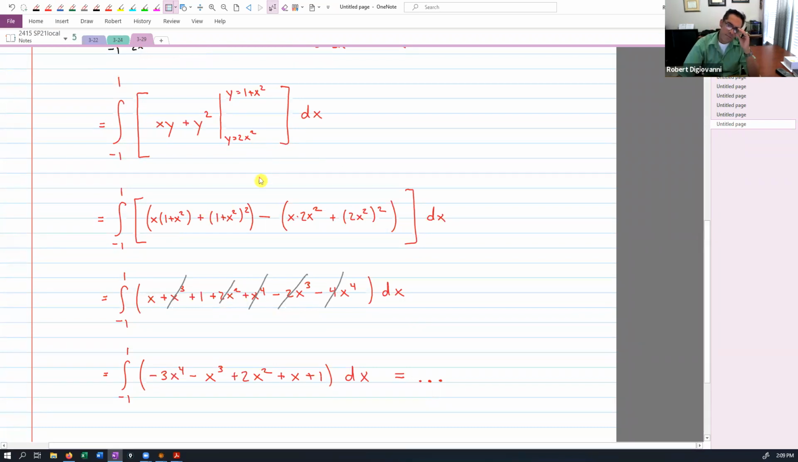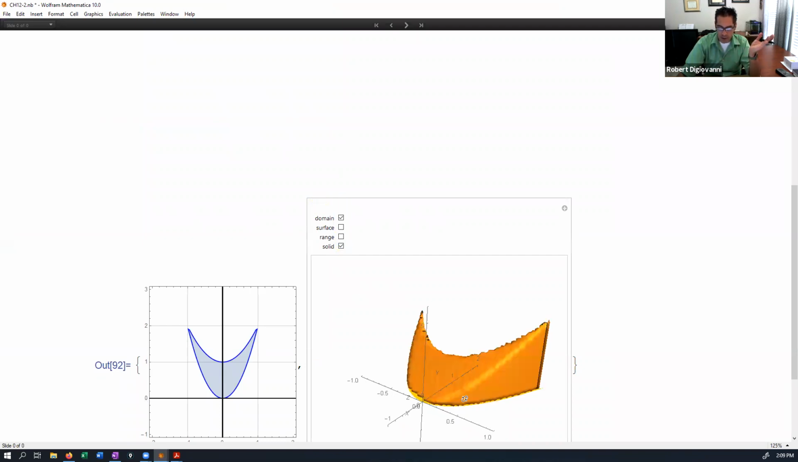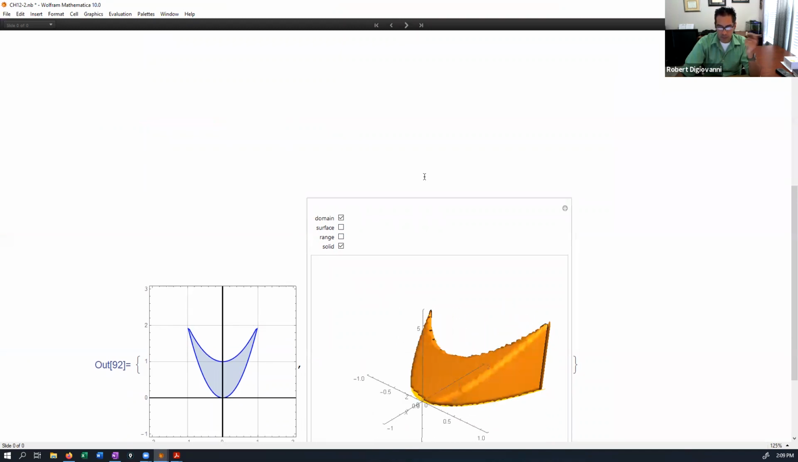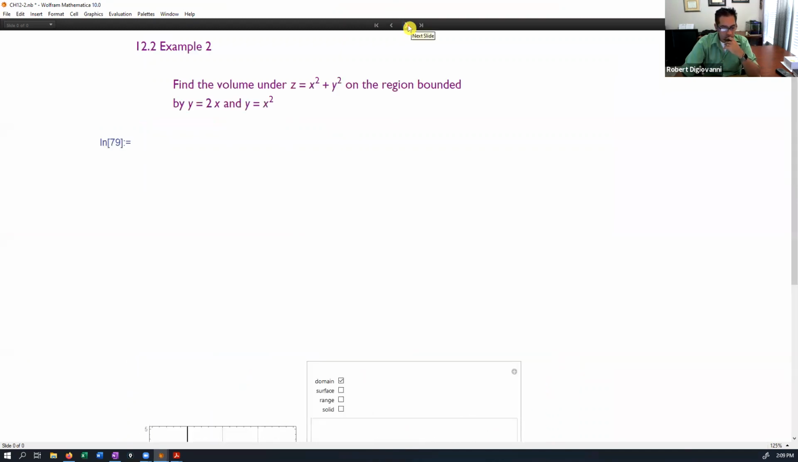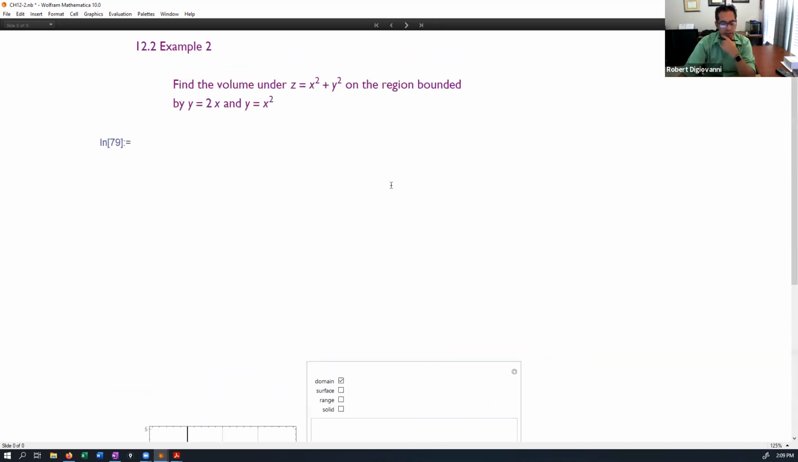Questions? Everyone doing all right? So if you were to finish that problem off, you would be finding the volume of that solid right there. So this is a different problem.